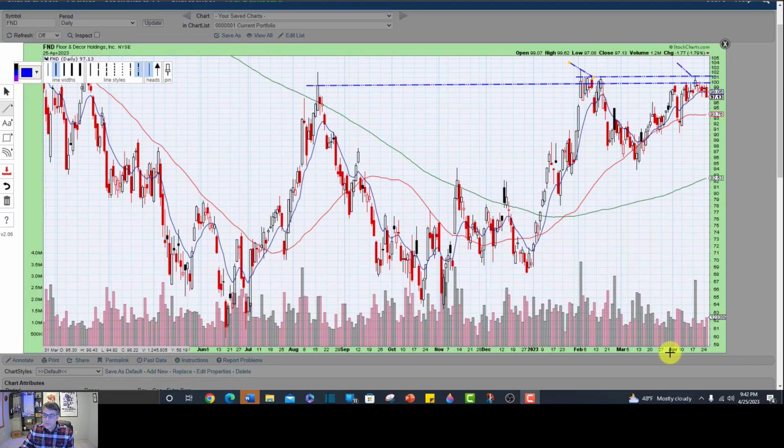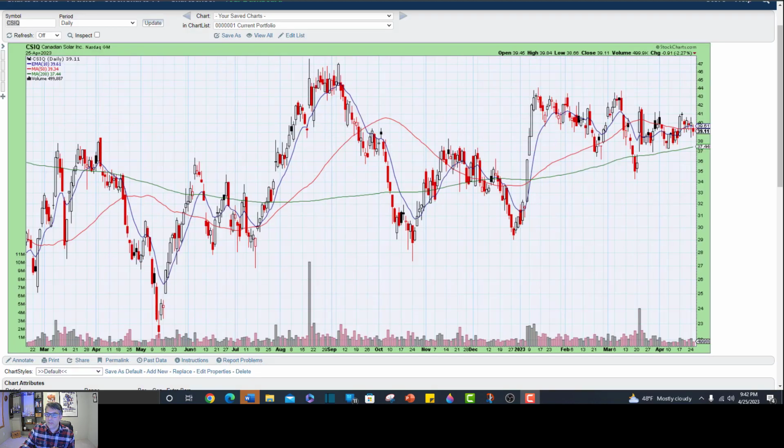The uptrend's a little early. Let's see, 1, 2, 3. I mean, you're almost at 4 months. 5 months would be better, so you're just a little early on this thing.